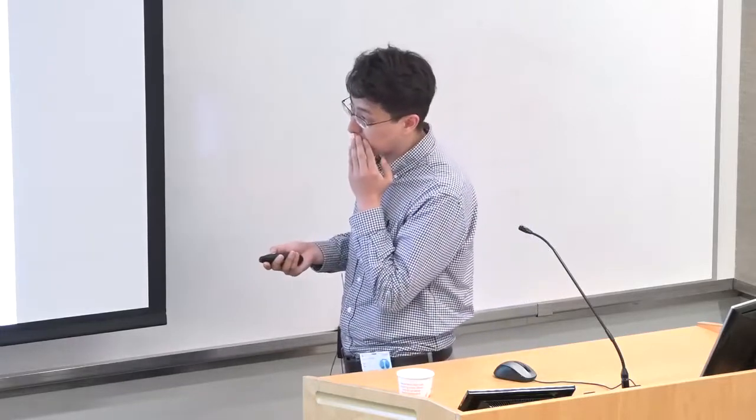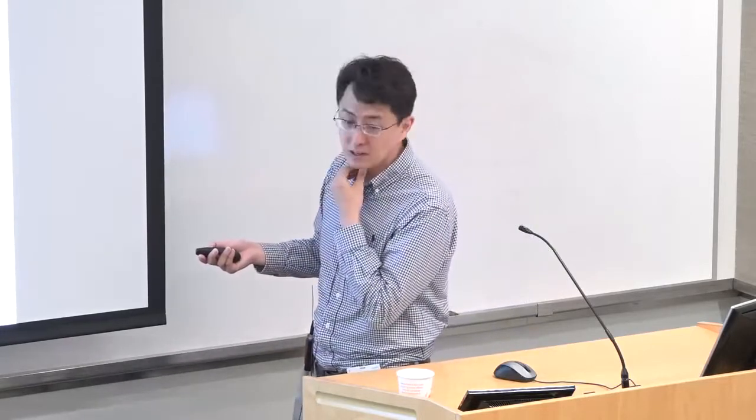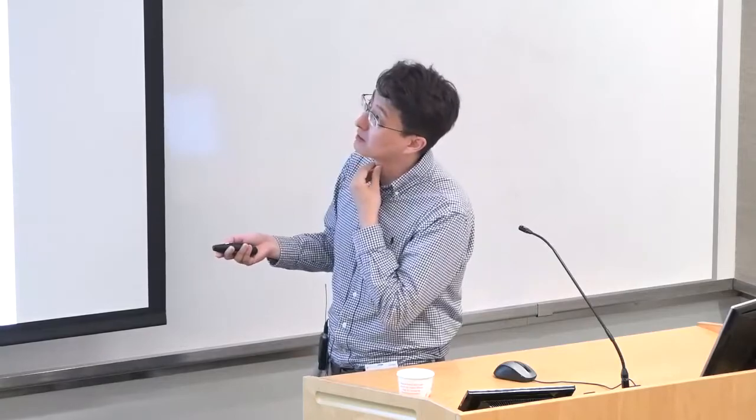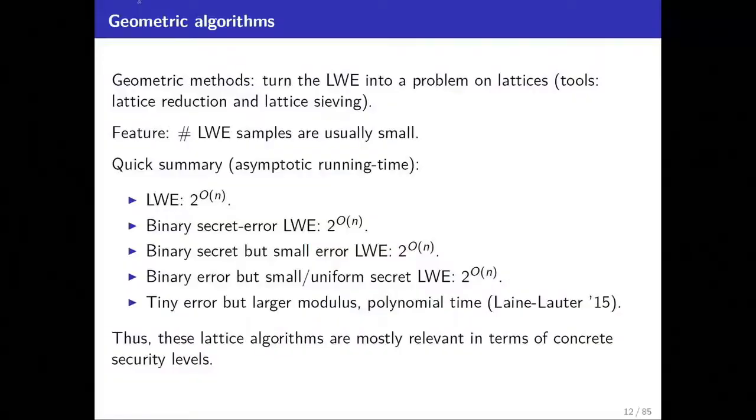There's also the middle type of algorithm, which does the memory and time trade-off. They are typically used for sparse secret and error. We're going to mention some of them later. Okay, so the third category or class of algorithm is the so-called geometric algorithm. Essentially, I mean the lattice algorithm.